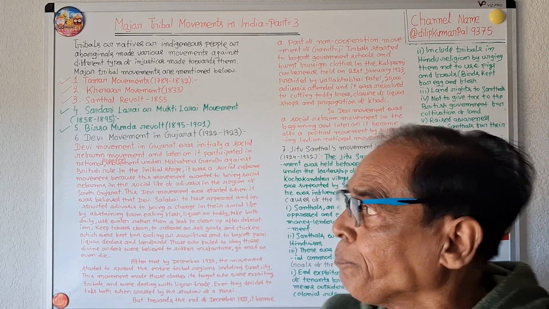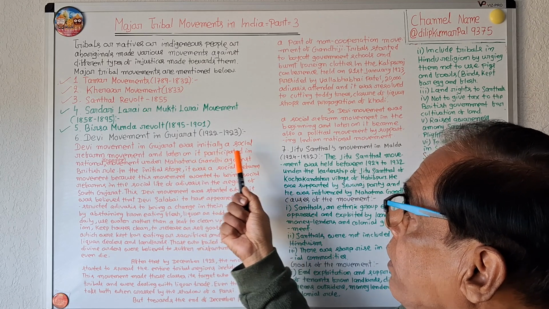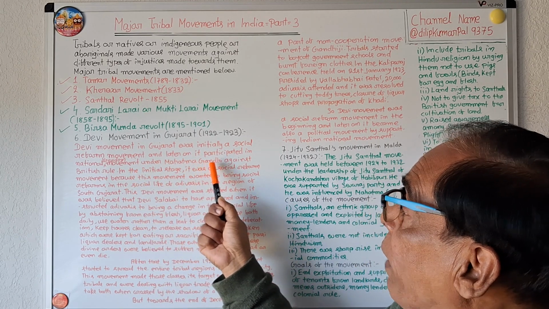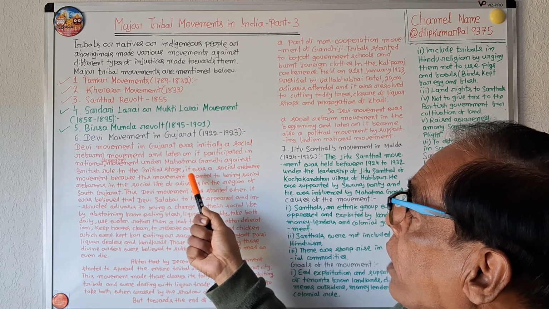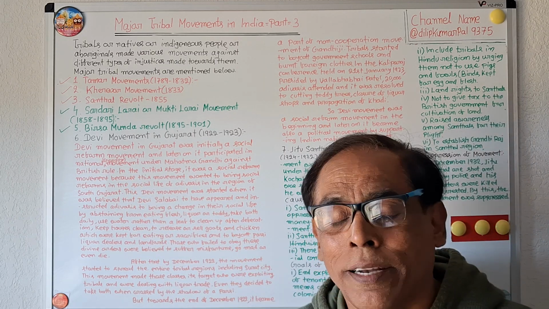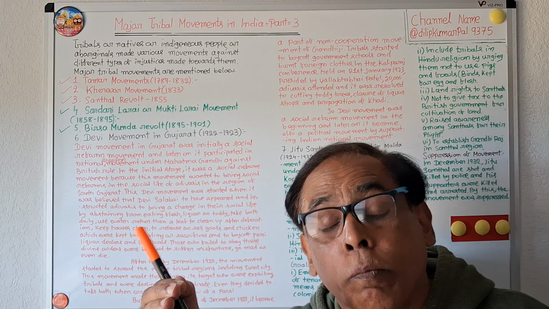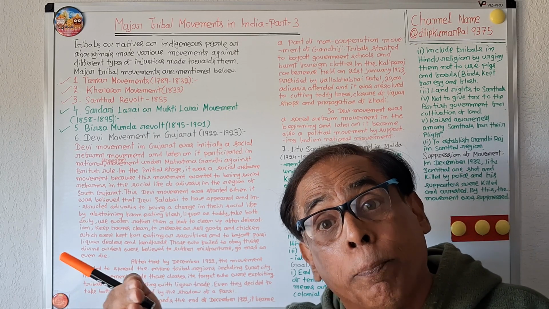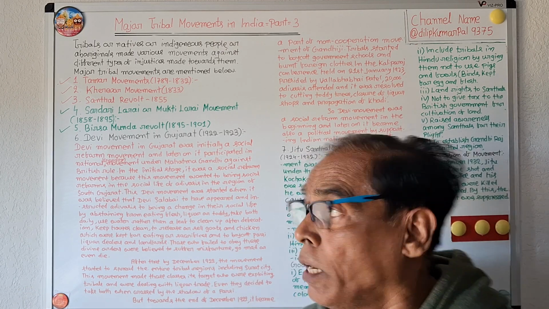What is this movement? The Devi movement in Gujarat was initially a social reform movement, and later on it participated in the national freedom movement under Mahatma Gandhi against British rule. So it was primarily a social reform movement, but later on it became a political movement because it participated in India's freedom struggle.